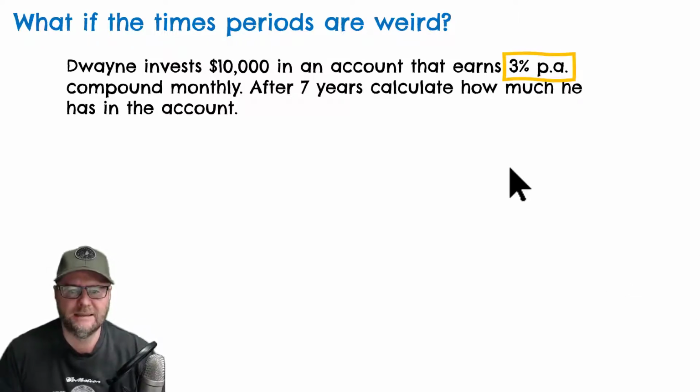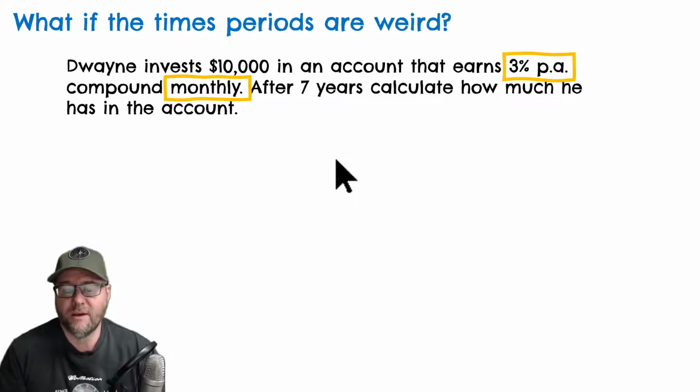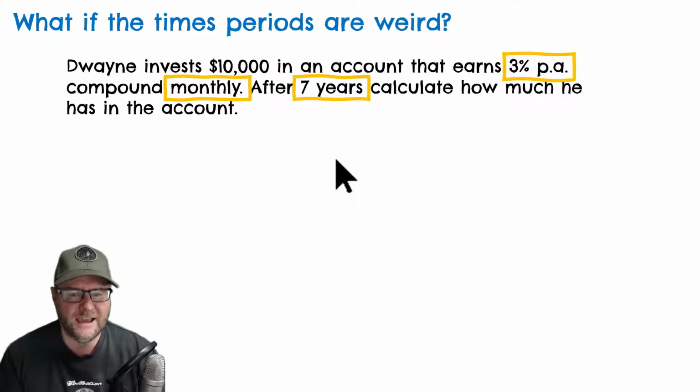I'm given an annual percentage rate of 3%, and it's PA, per annum, so that means once a year. So that's a yearly amount, but the interest, it says it's compounded monthly. So what that means is that at the end of every month, they work out the interest for that month and put it back into the account. So it's compounding much more frequently than if it was once a year. And then after 7 years, we're asked to calculate how much he has in the account.